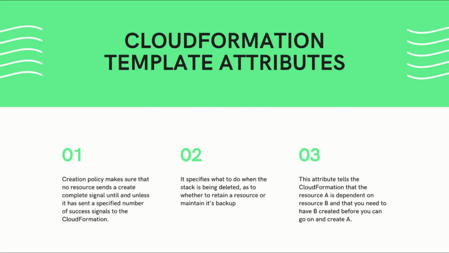Then we have DependsOn. As the name suggests, it simply tells that resource A depends on resource B. And in order to provision resource A, CloudFormation first needs to create resource B. Just keep in mind that you don't make a cycle out of DependsOn, because then it will go into a loop and you'll have to stop it. Also, keep in mind that by default, whenever your stack fails, AWS will perform a rollback. That is, all the resources will be destroyed. That is the action that's performed by default.